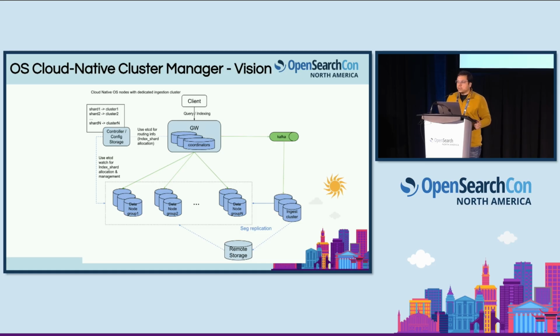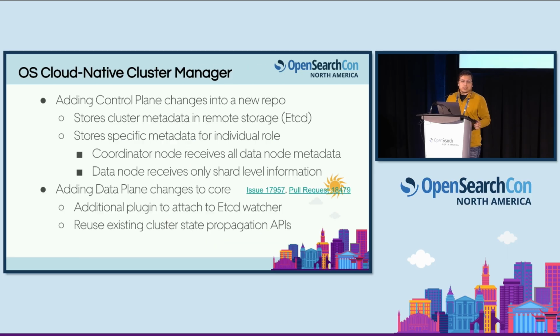We have started working on it, and what we have done so far is we have actually created a repo for the control plane changes. As we move forward, we are going to be pushing more and more code changes related to that in that repo. It's called cluster etcd. And we have also done data plane changes into the core so that the data nodes don't know that they are being talked through by a remote cluster or a synchronous cluster that exists today.